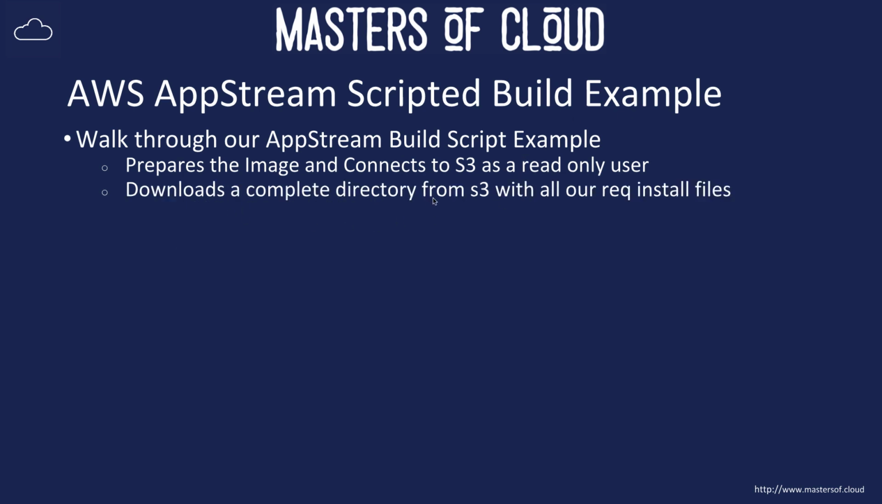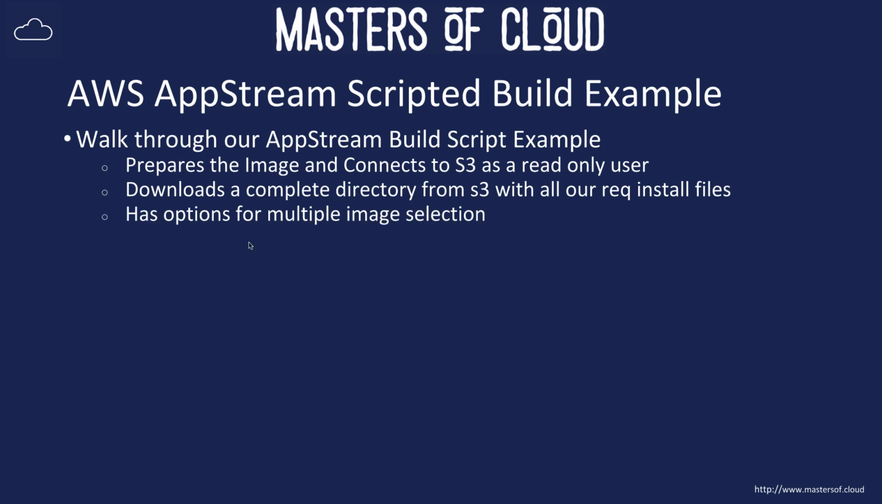It downloads a complete directory from S3 with all of the required installation files. So not only have we got the script in there, but we can provide things like SQLite, which now allows you to manipulate the image assistant database. It will download Office 365. It can download Adobe PDF. You could save copies of those into this build document and call them directly.